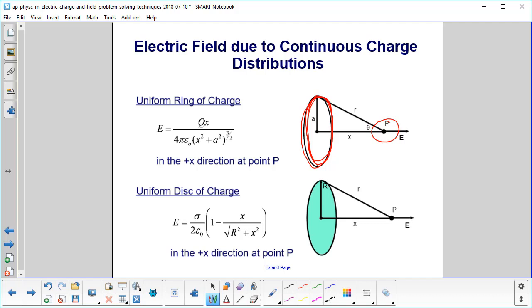And the only thing to be careful about here is, in this case, x is fixed. Most of the time you look at x as a variable, but it's the distance between the center of the ring to where you want to find the electric field.